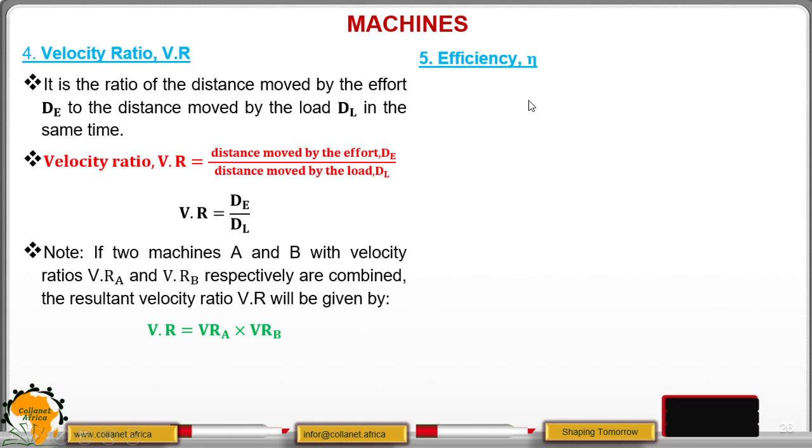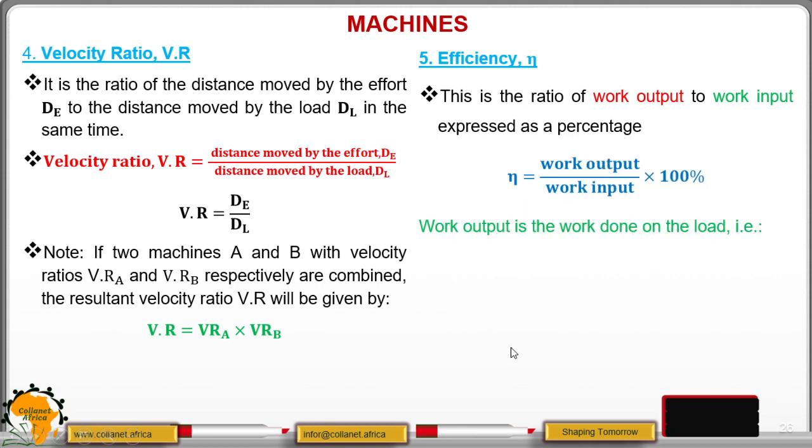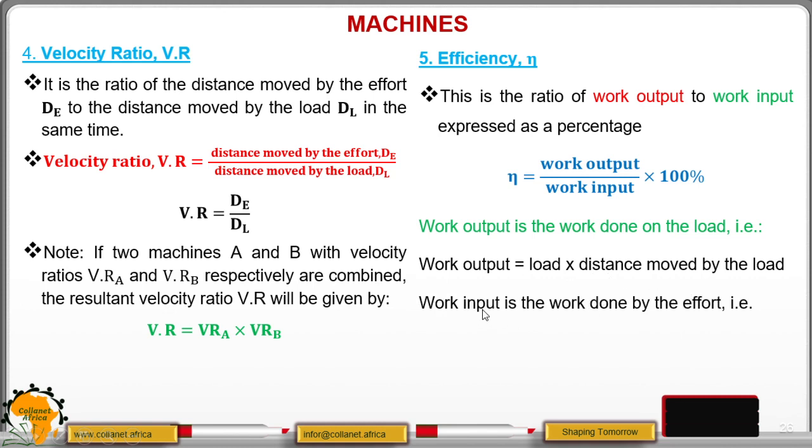From there, we move to efficiency. This is the ratio of work output to work input, and it must be expressed as a percentage. But what is work output? Work output is the work done on the load. Therefore, work output will be load times distance moved by the load. And work input is the work done by the effort. Therefore, work input will be the effort multiplied by the distance moved by the effort.